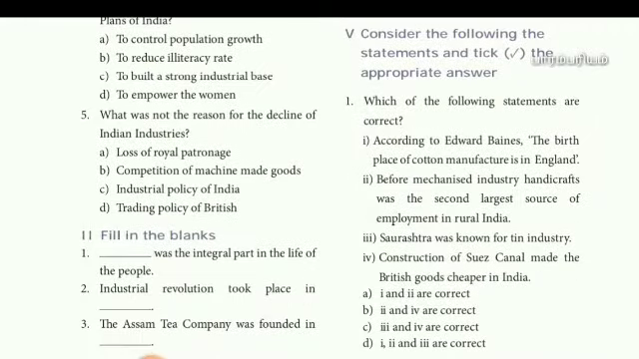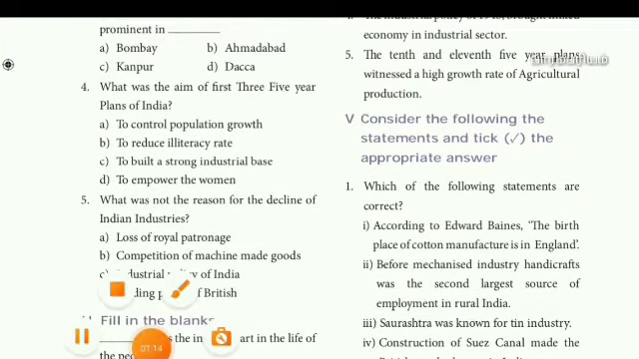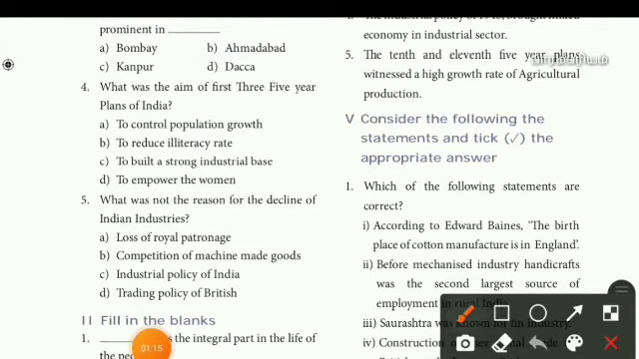Then we pass on to the fourth one. What was the aim of first 3 5-year plans of India? The answer is option C, to build a strong industrial base. Then the fifth one is, what was not the reason for the decline of Indian industries? The answer is option C, industrial policy of India.